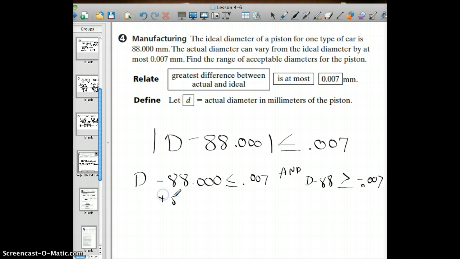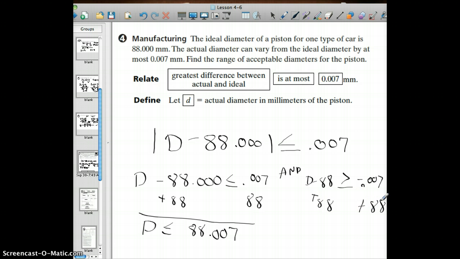So then we can add 88 to both sides here and here, and we're left with a diameter that has to be less than or equal to 88.007. And then over here, if we add 88 to both sides, you're left with the diameter must be greater than or equal to 87.993.